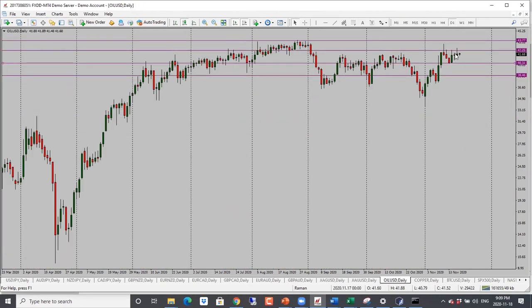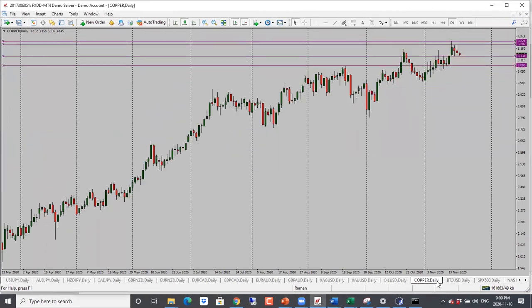Oil here, oil looks like we have a pin bar here, so I'm looking for a drop. So bias is neutral to bearish and looking for a move back towards 40.30. Copper here, copper we have a pin bar looking for a drop and the target is 3.08. So we do need to see a break through the support, but we do have a nice pin bar. So target is 3.08.